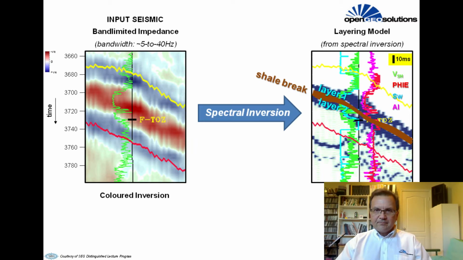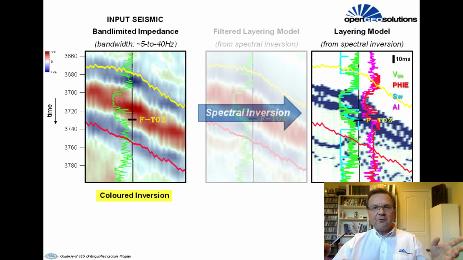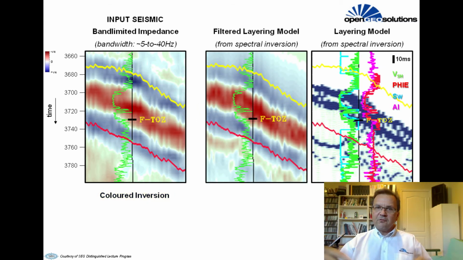of the input data. Since the input data is colored inversion, which is a form of band-limited layering, we can then bandpass filter the layering representation that comes from the spectral inversion to match the bandwidth of the colored inversion input. The two band-limited forms can then be compared to determine how well they match.